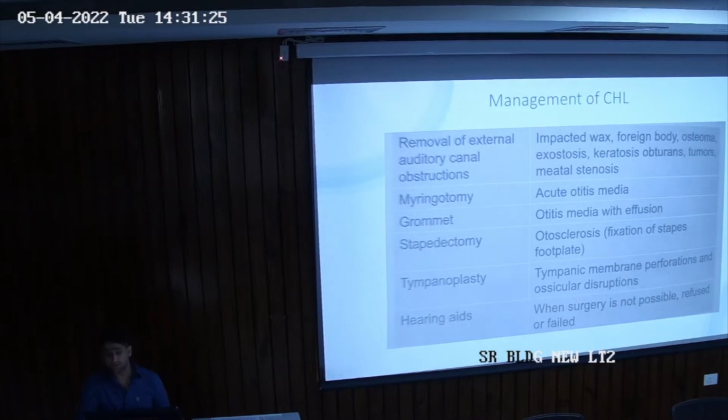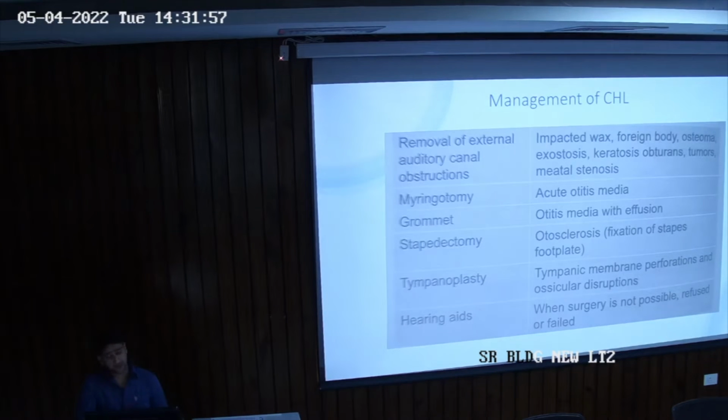What is the management? If there is obstruction, we have to see if there is impacted wax, foreign body, osteoma, exostosis. These all are fancy terms. As you learn more ENT and read ahead, you will be well versed with it. Tumors, stenosis. So the removal of external auditory canal obstruction by any means, by any procedure in your outpatient department, or you have to do surgery for it.